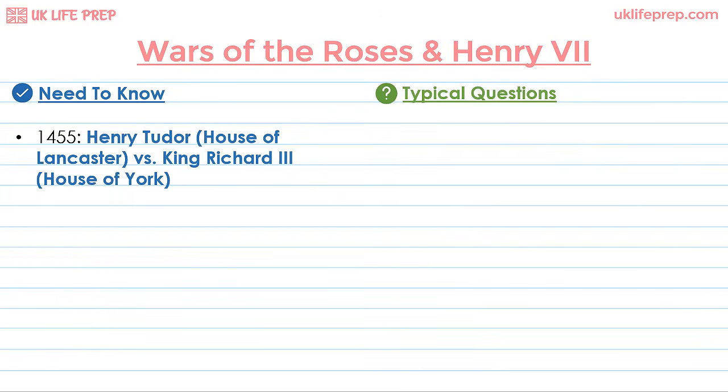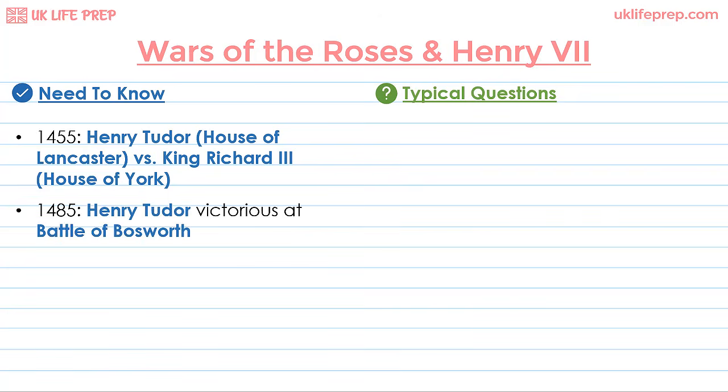The Wars of the Roses was a civil war that started in 1455 to decide who should be the next King of England. It was fought between two families, the House of Lancaster, led by Henry Tudor, and the House of York, led by Richard III. The war ended in 1485 with Henry Tudor killing Richard III at the Battle of Bosworth. Henry Tudor marries Richard III's niece to unite the families and becomes Henry VII and the first king of the House of Tudor.